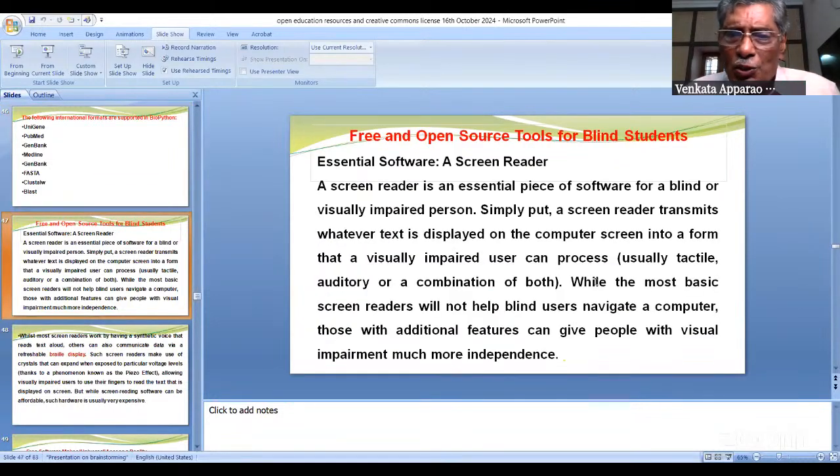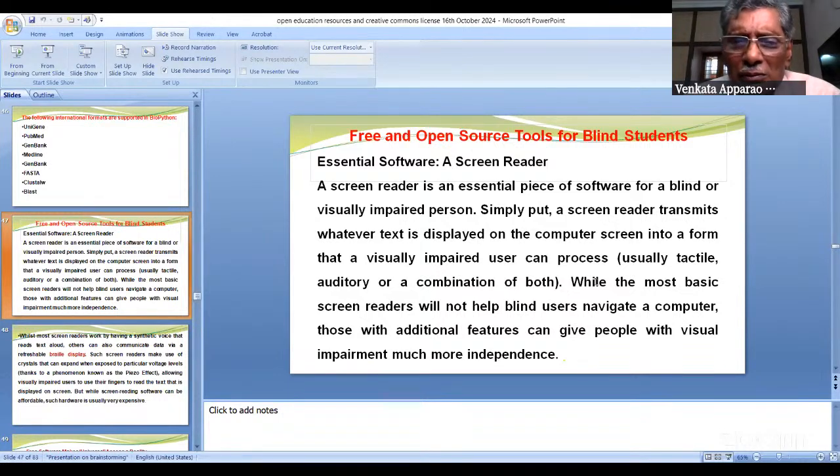Free and open source tools for blind students. Yesterday, I was discussing student diversity and inclusive education. I was giving a lecture organized by Osmania University, Hyderabad, on NEP. The topic was student diversity and inclusive education.